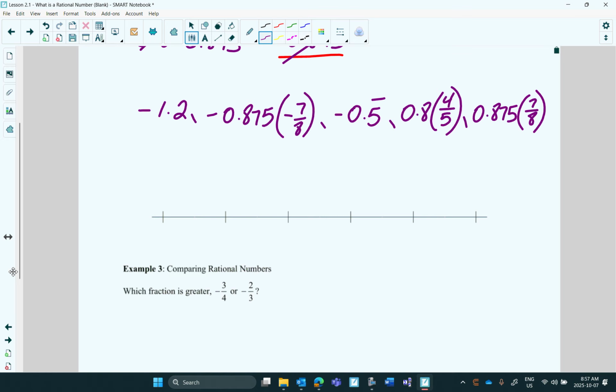Now, next step, we've got to put these numbers on the number line. So let's start with 0 here, and then 1, 2, and then -1. Where would I put negative 1.2?